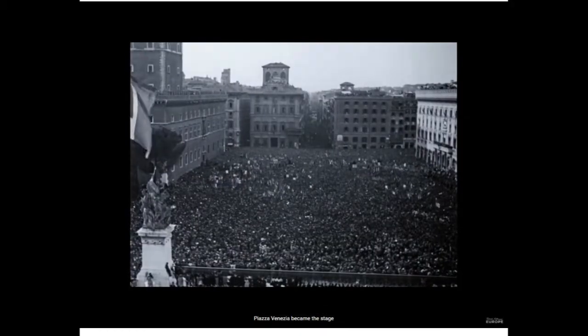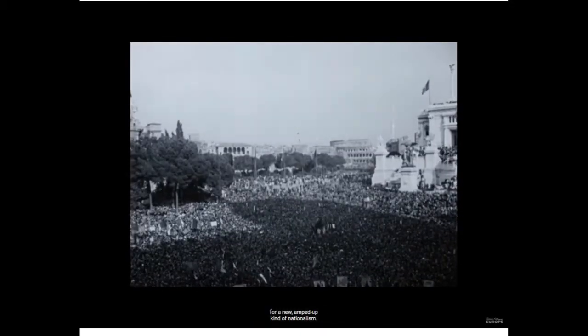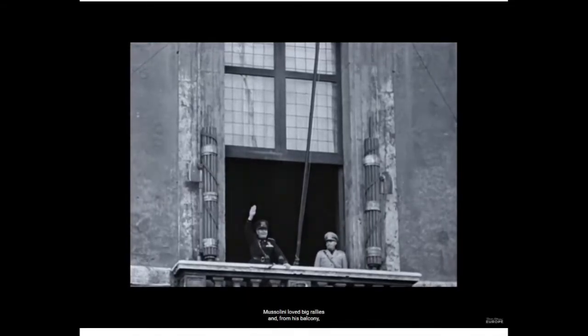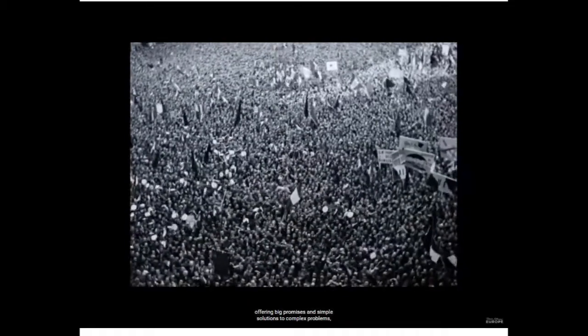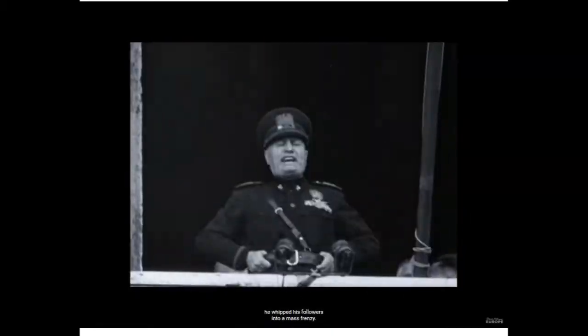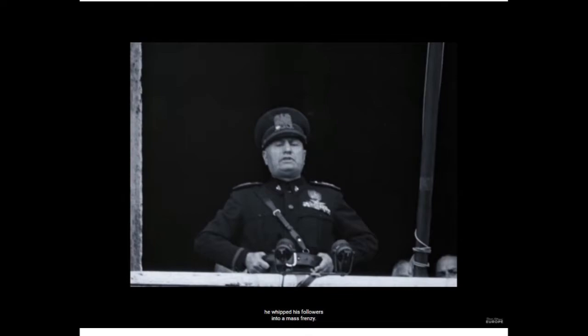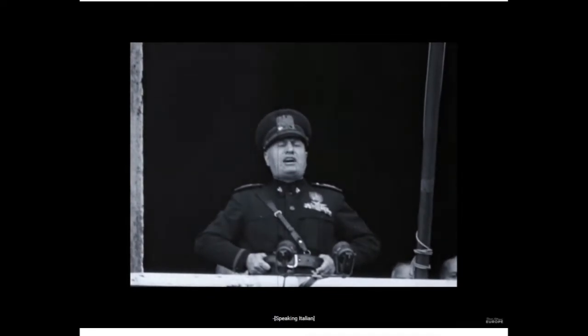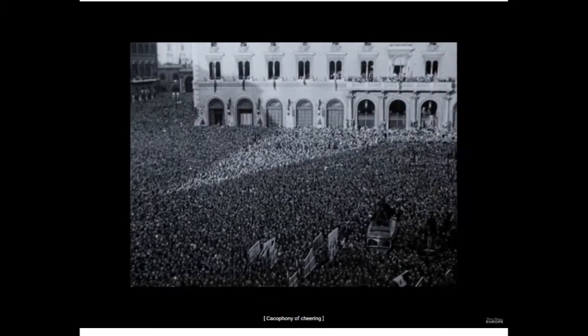Piazza Venezia became the stage for a new amped-up kind of nationalism. Mussolini loved big rallies, and from his balcony, offering big promises and simple solutions to complex problems, he whipped his followers into a mass frenzy. È già stata consegnata agli ambasciatori.